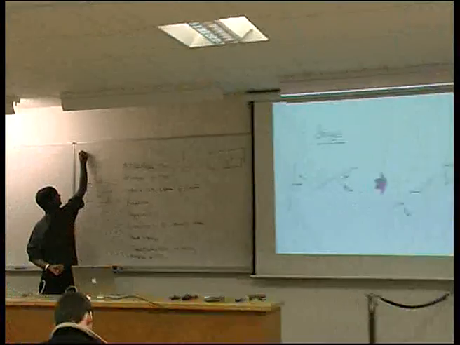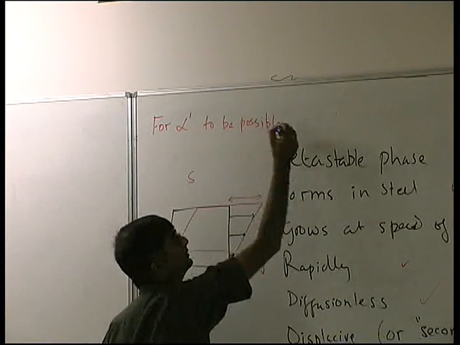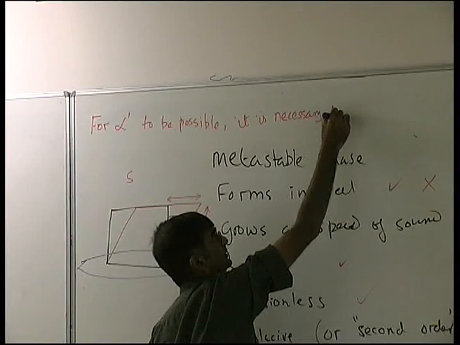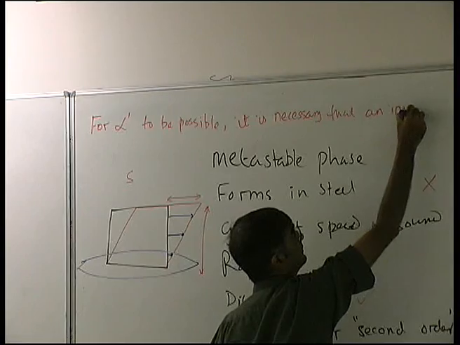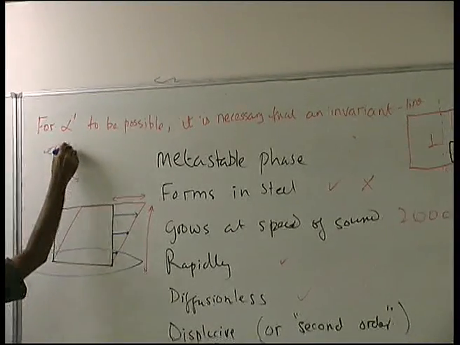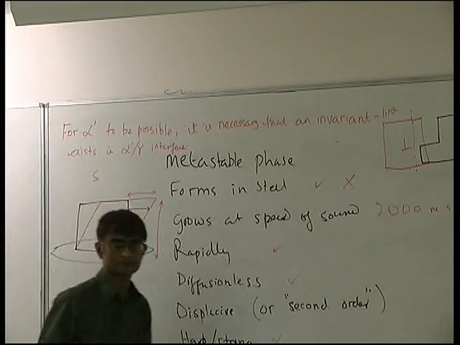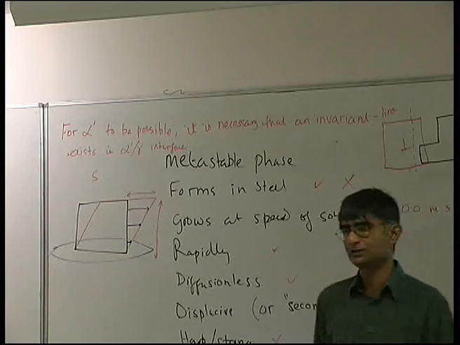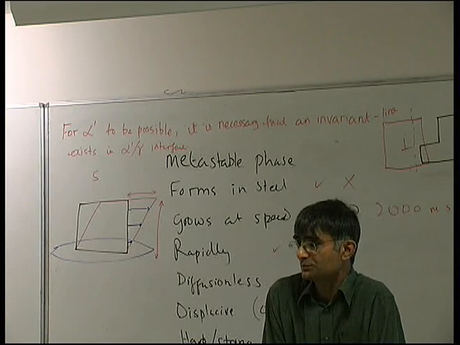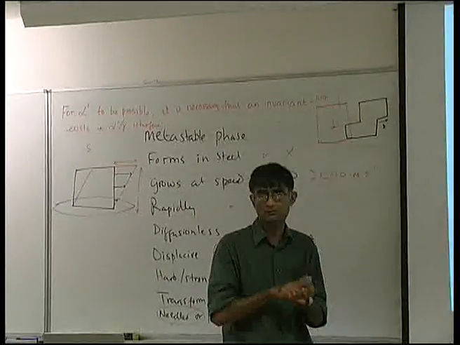So for martensitic transformation, alpha prime, to be possible, it is necessary that an invariant line exists in the alpha prime gamma interface. If you cannot find such a line, then martensitic transformation is impossible. So if someone asks you a question, look, I've got an alloy here, is martensitic transformation possible? Then you can examine whether it's possible to see a coherent line in the interface. If not, then martensitic transformation is impossible.